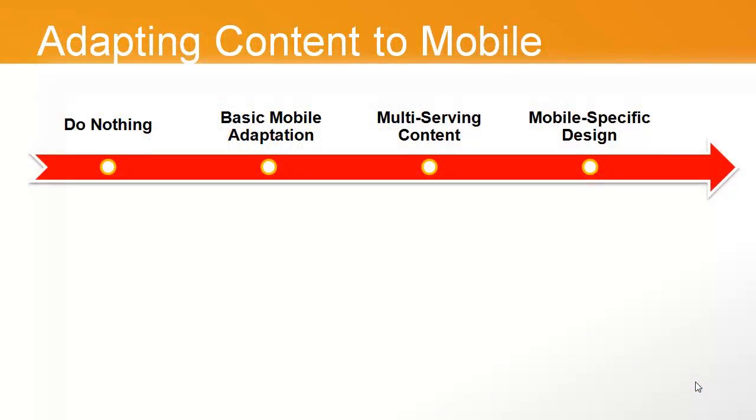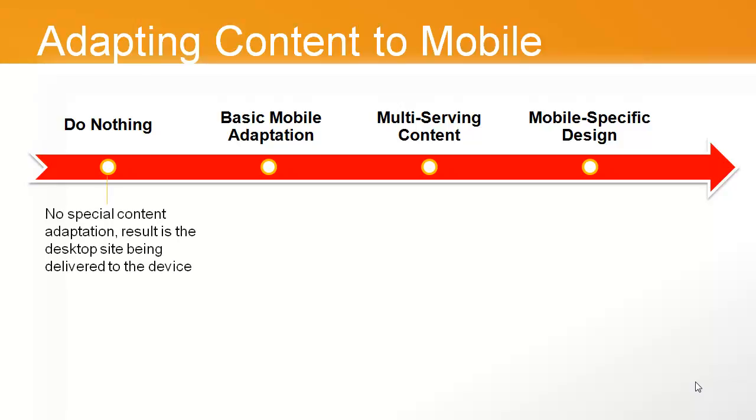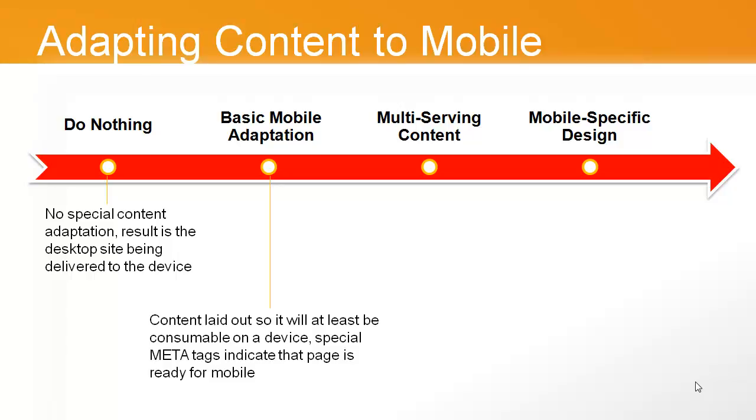And also try adapting content to mobile. So here we have 4 different approaches that you can do to adapt your content. The first one, just do nothing. No special content adaptation. Results are the same as on the desktop side, and they are just being delivered like that to the device. So you might as well leave it like that, or provide some basic mobile adaptation. Content may be laid out so it will at least be consumable on a device. Special meta tags indicate that the page is readable for mobile. You can use things like viewport and media queries to improve some of that experience.